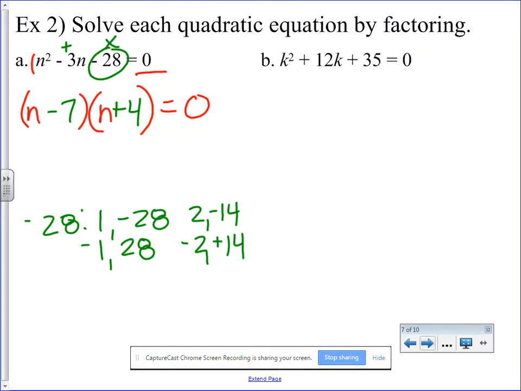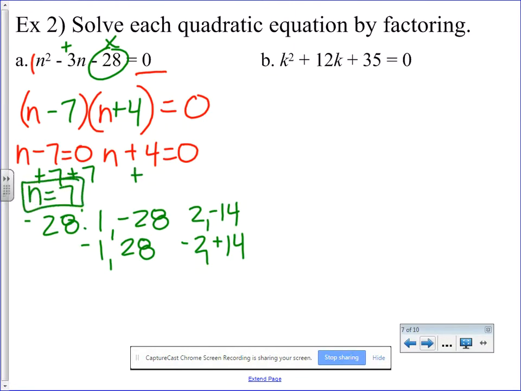Now, before in Unit 7, we were done at this point, but since we're solving, I need values for n. So I need to set each binomial equal to 0 and solve for n. So on my left side, I'm going to add 7. I get n equals 7. On my right side, I'm going to add 4. On both sides, of course. N equals 4.